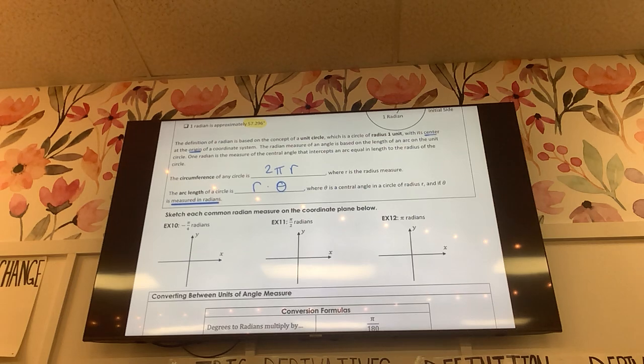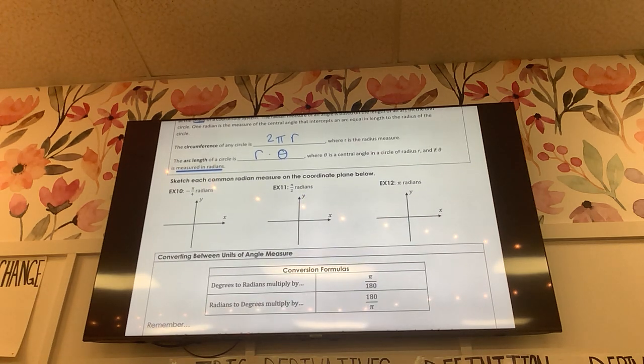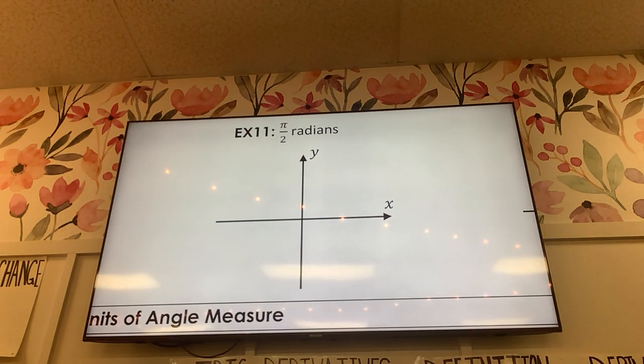Okie dokie, let's talk about some common radian measures, and I'm actually going to start with example 11. I don't want to do 10 first, so I'm going to make a note for myself for next year. Is 10 difficult or something? It's just a negative, and I'd rather do a negative after we do the positive ones.